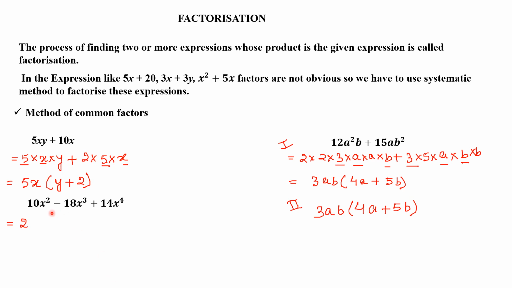So to find the HCF of the variable, you have to see the variable which is having the lowest power. So the lowest power of x is 2. So I can say x square will be the common factor. So from here you can see 2x square is a common factor.